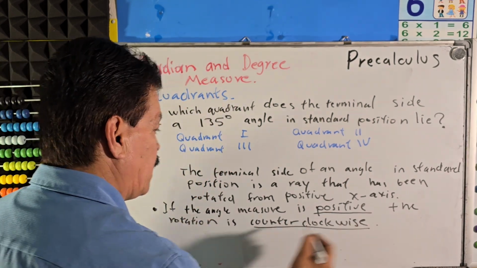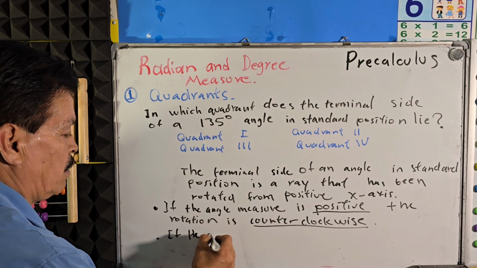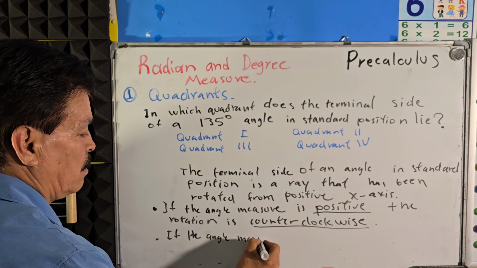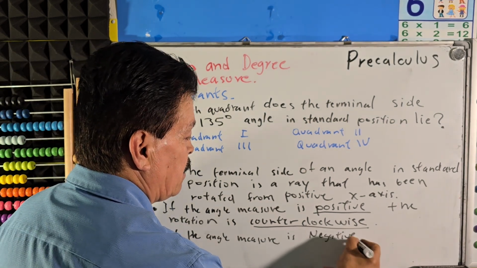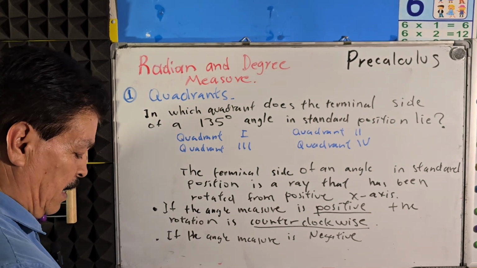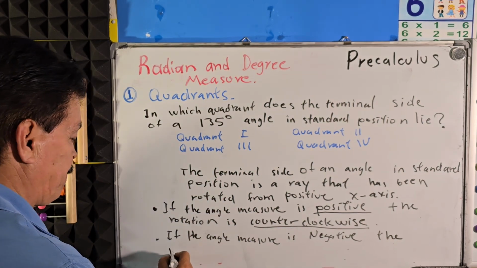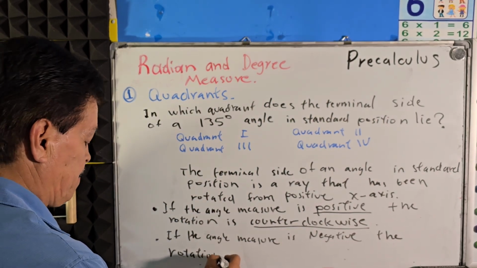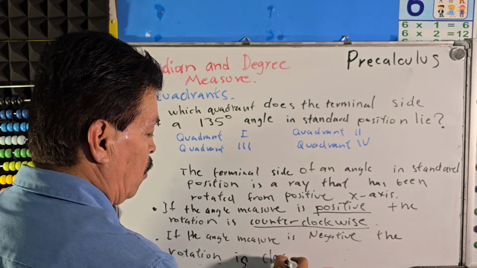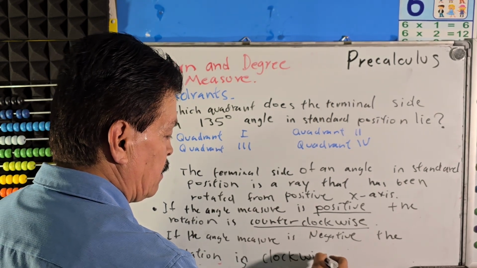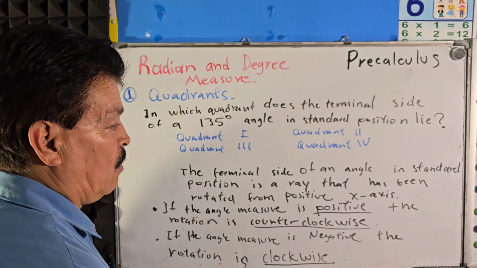This is one idea. The next one, if the angle measure is negative, that's very important. That's completely different. The rotation is clockwise. So this is another difference.